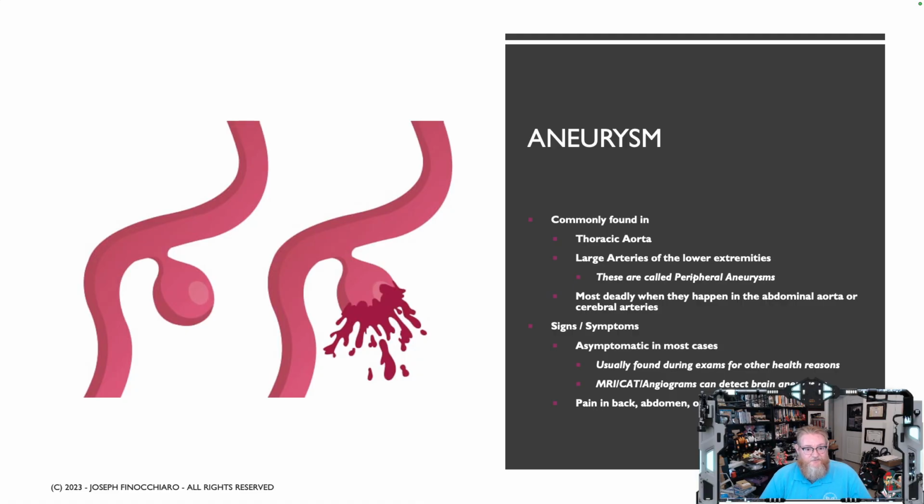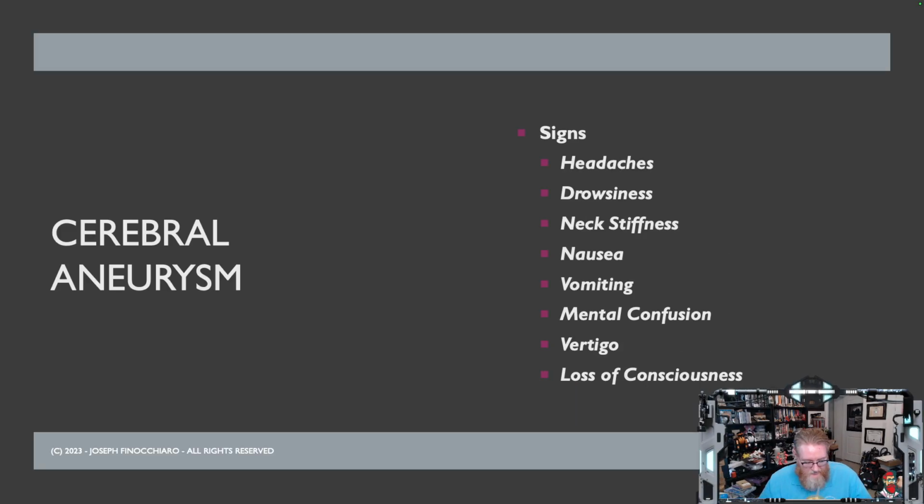Signs and symptoms of an aneurysm: they are asymptomatic in most cases. They're usually found during exams for other health reasons, and MRIs, CATs, or angiograms can detect brain aneurysms. One of the triggers of this is pain in the back, abdomen, or groin.